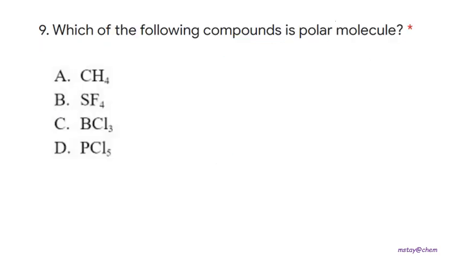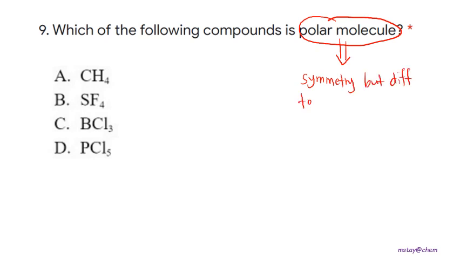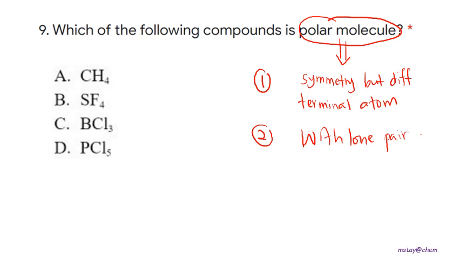Which of the following is a polar molecule? Basically, a polar molecule is one with symmetry but different terminal atoms, or a compound with lone pair electrons, but not square planar.